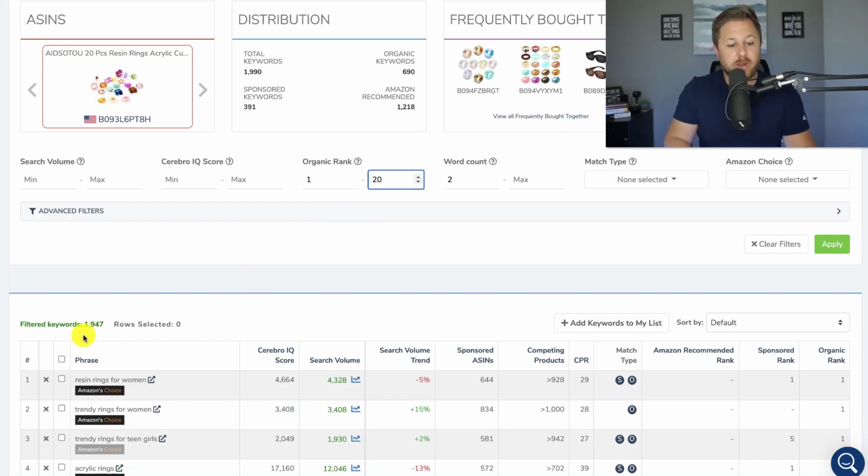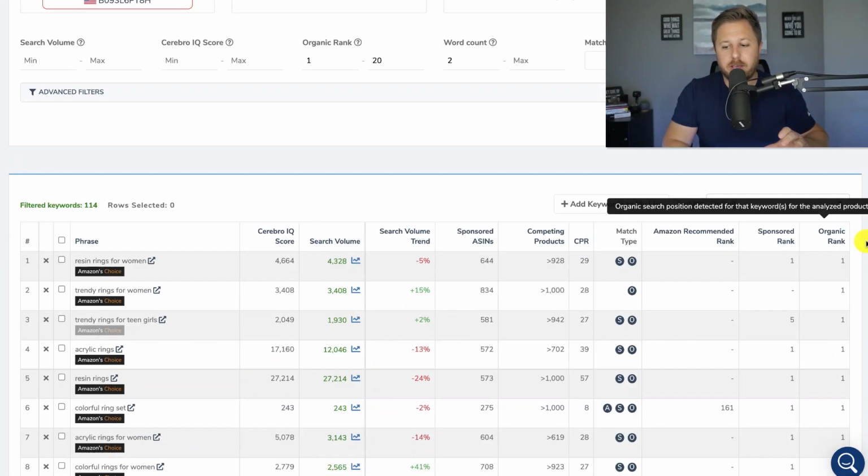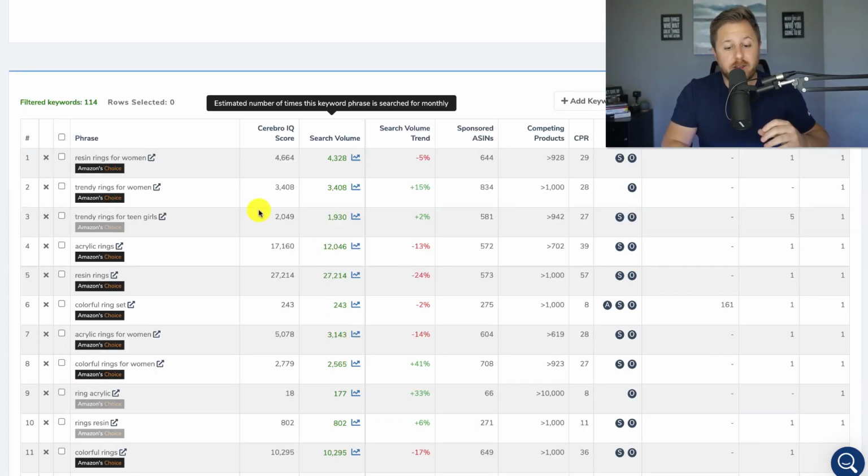And then we could see right here, there's 1900 keywords, but this should narrow it down. So I'm going to hit apply. And now we have a lot less keywords to work with. They have 114 keywords that are relevant to that product. You could see right here, these are all organic rank number one. And these all match what the product is. So now you can see all of your different keywords right here.